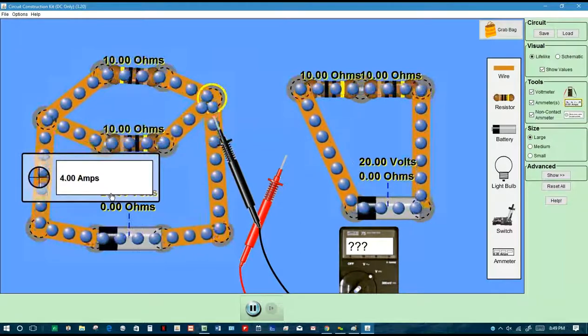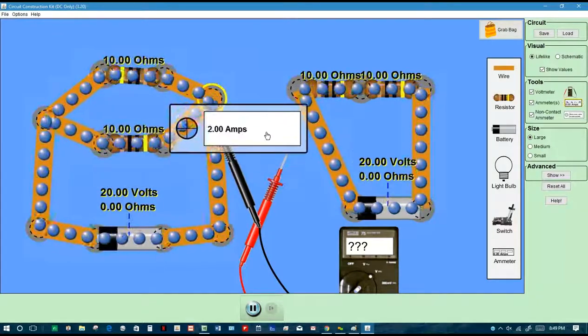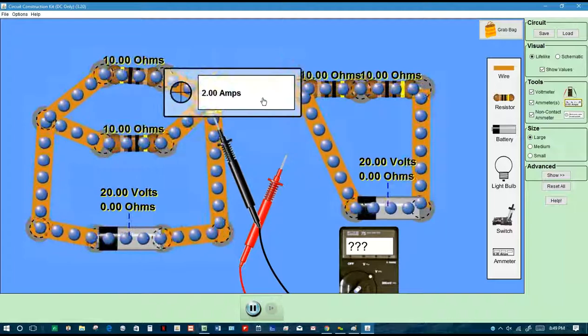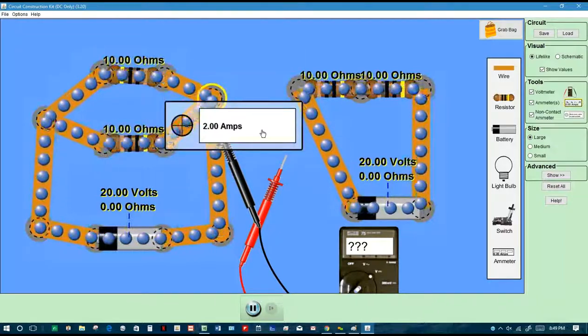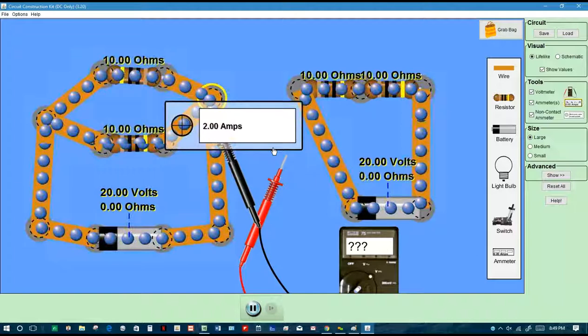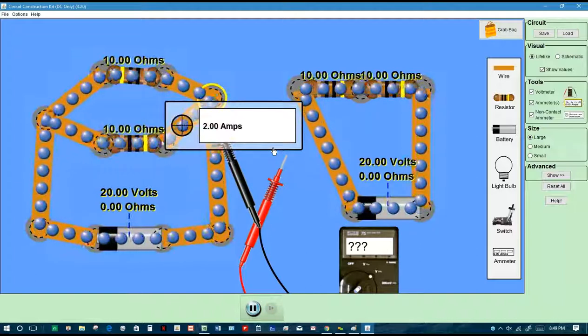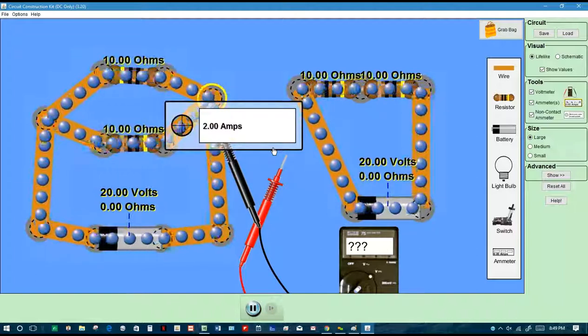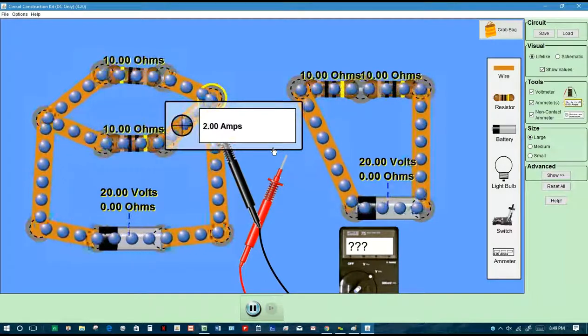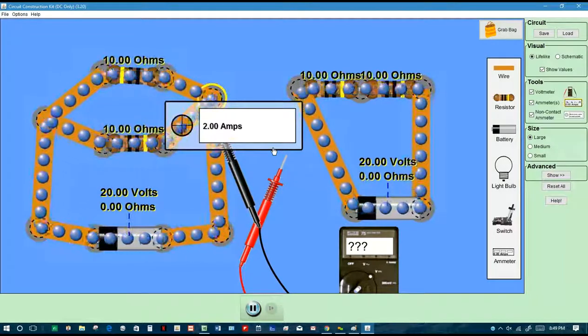4 amps. 4 again. And the only reason it was a nice equal split of 2 amps taking the bottom path and 2 amps taking the top path is because both paths provide the same amount of resistance. And so half goes one way, half goes the other. But remember that, have you ever heard the saying, electricity takes the path of least resistance?